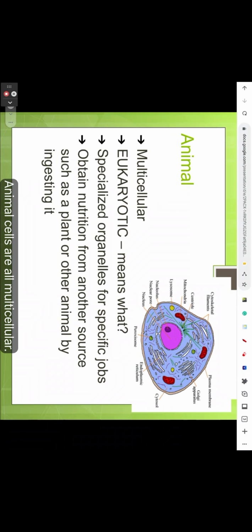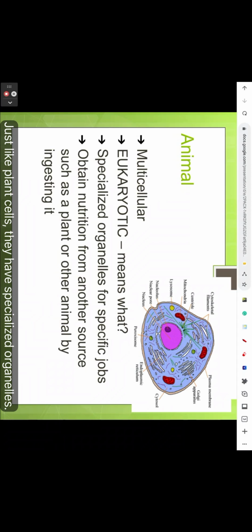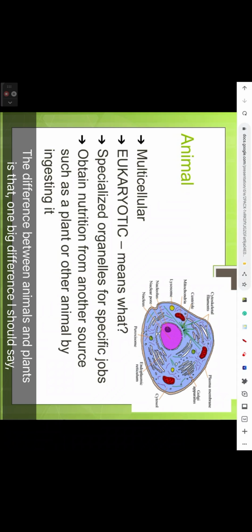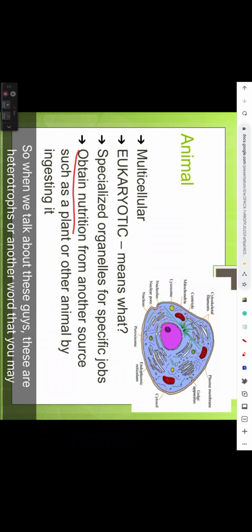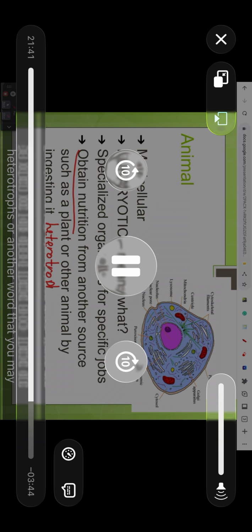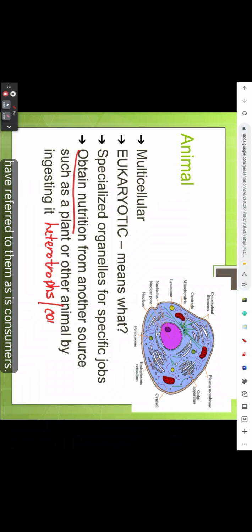Animal cells are all multicellular. They're eukaryotic. Just like plant cells, they have specialized organelles. The difference between animals and plants, one big difference, I should say, is that these guys obtain nutrition from some other source. So when we talk about these guys, these are heterotrophs, or another word that you may have referred to them as is consumers.